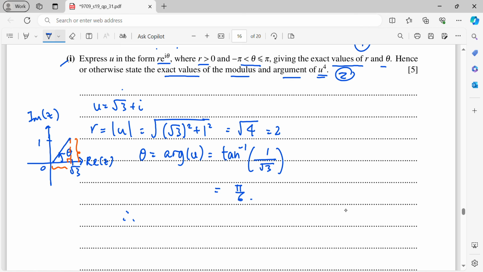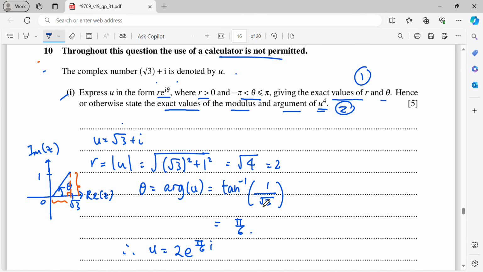Therefore, my u is 2e^(iπ/6). Okay, you need to get iθ, so iπ/6. You can just change to this form. So done for the first part.